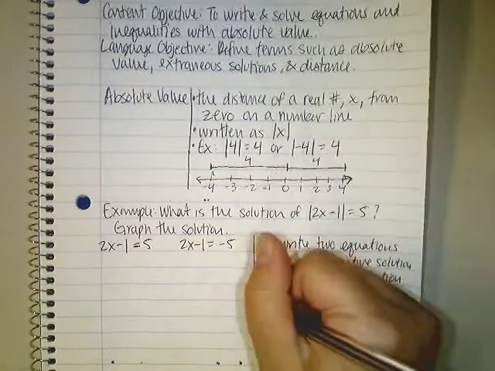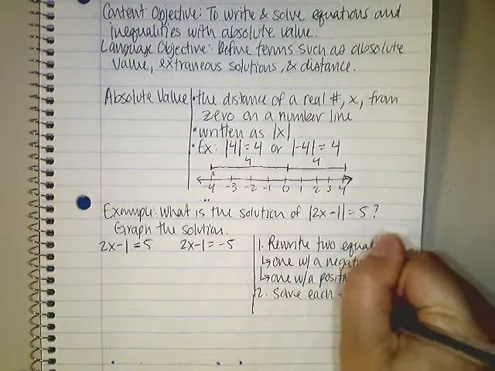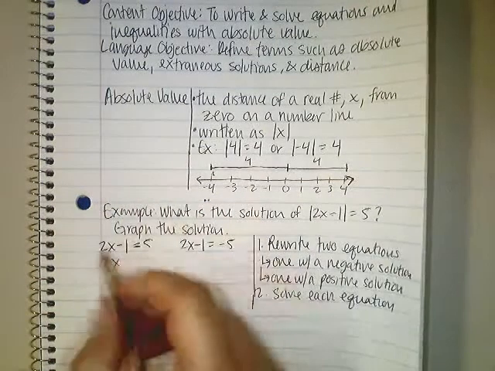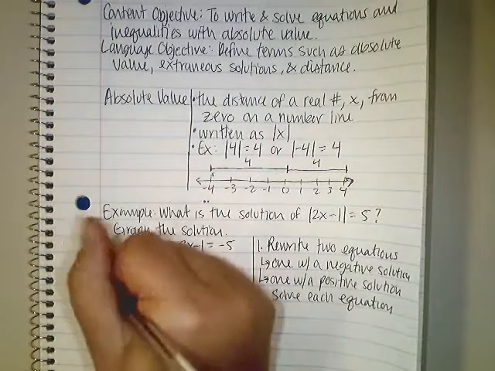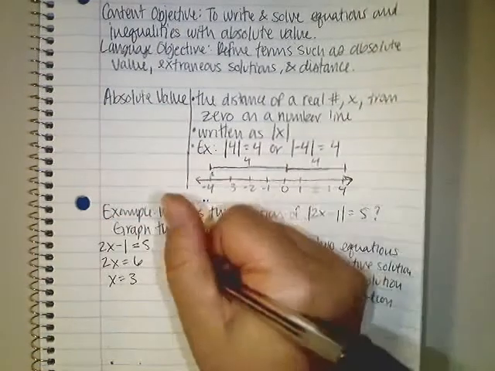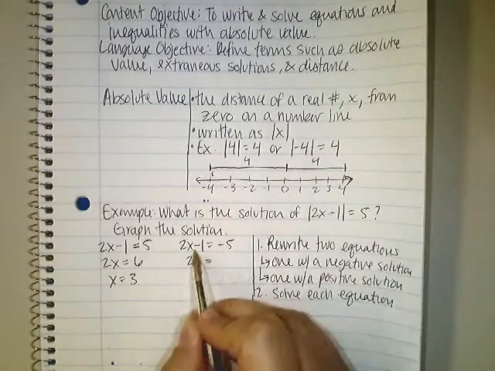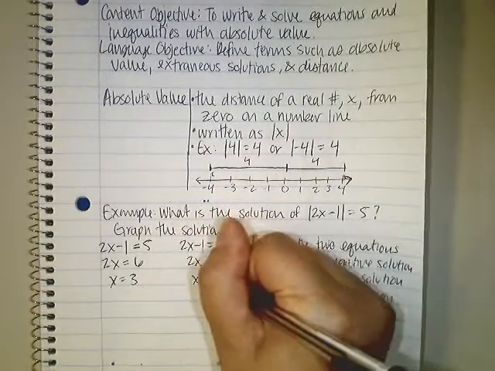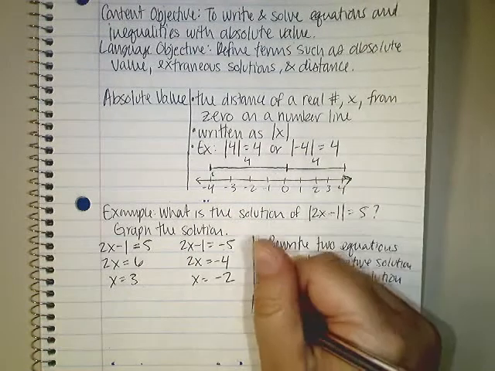Then step 2, solve each equation. If I start over here, I have 2x, I add 1 to both sides and I get 6. I divide both sides by 2 and I get 3. Similarly over here, I add 1 to both sides and I get 2x equals -5 plus 1, which gives me -4. Then I divide both sides by 2 and I get x is equal to -2. So those are my two possible solutions.